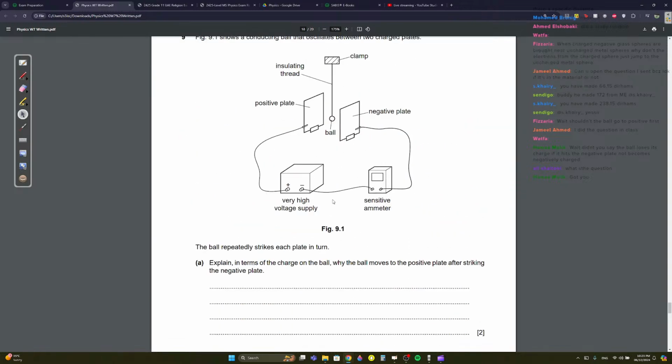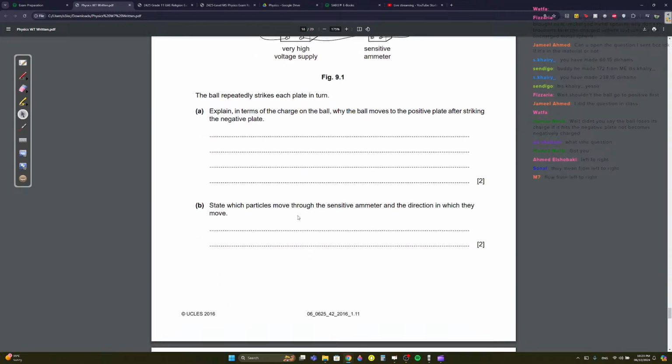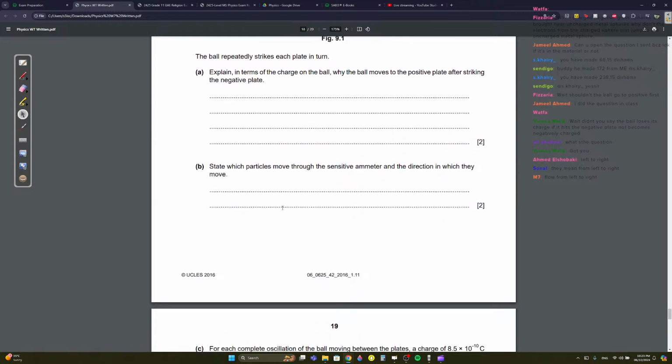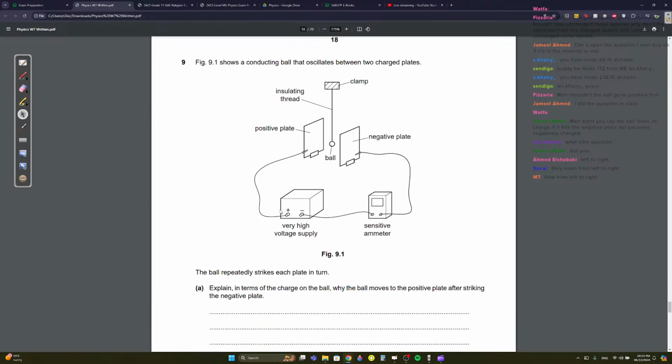Of course it means left to right. I'm not stupid. But why is it left to right? Why would it be left to right in this case? Let me state which particles move through the sensitive ammeter and the direction in which they move. What's the direction? From left to right. Left side of the figure to the right side, because they flow from positive to negative.